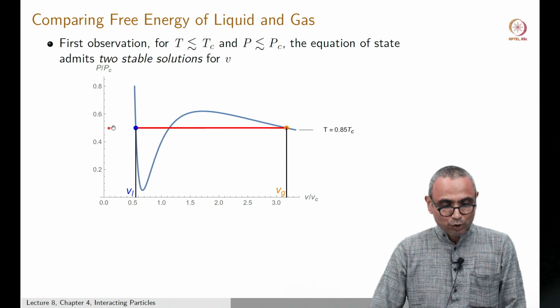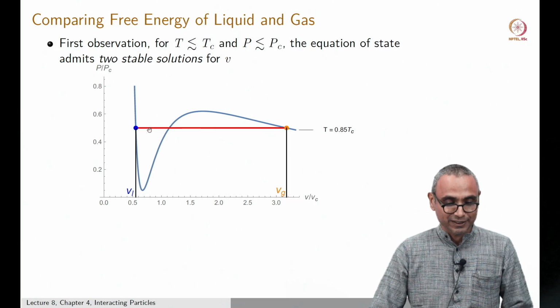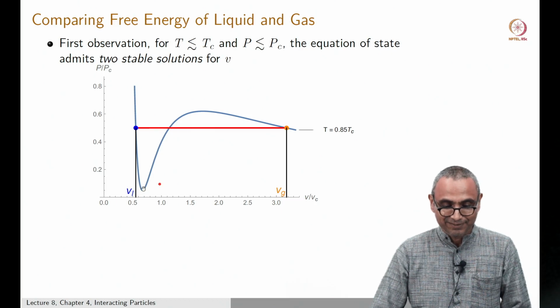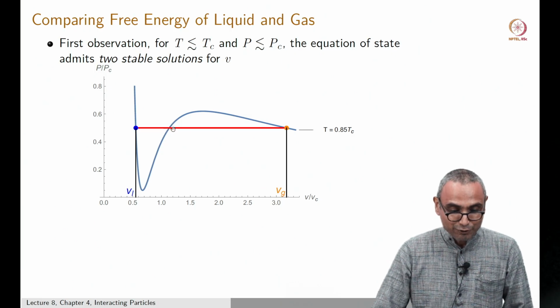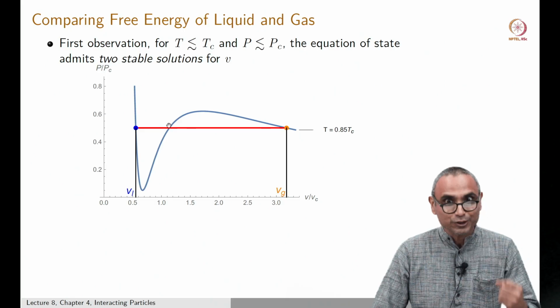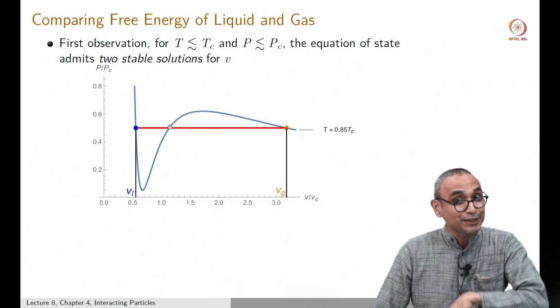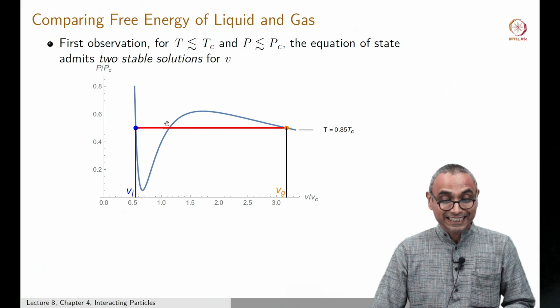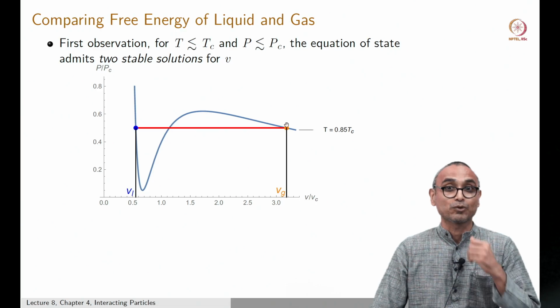If I choose this pressure, you will see that the equation of state gives me three solutions, namely this value of V, which is a smaller value of V, and this is a larger value of V, and then there is yet another value of V sitting here, which is a solution to the equation, but at this point dP by dV is positive, and therefore this is what we call an unstable solution, and these two are stable solutions.